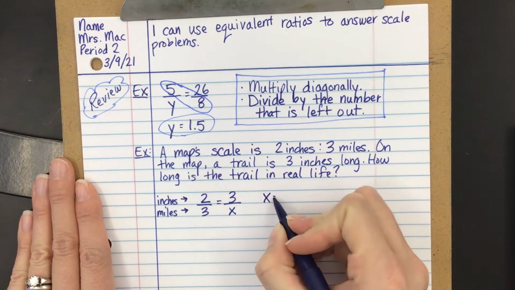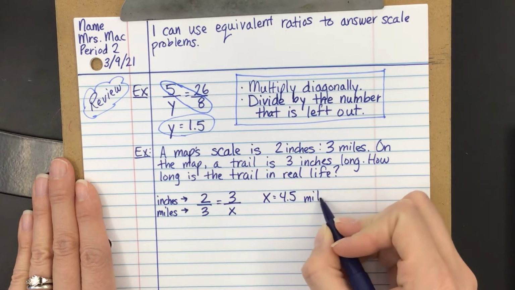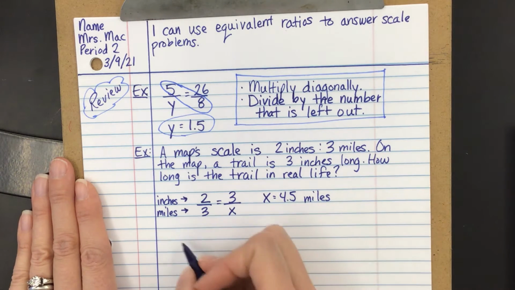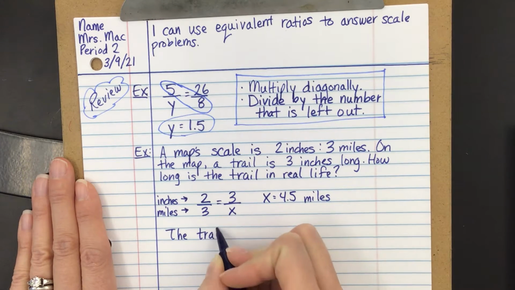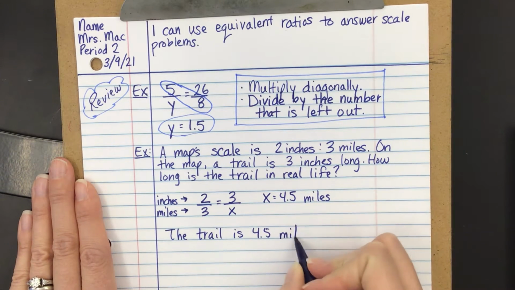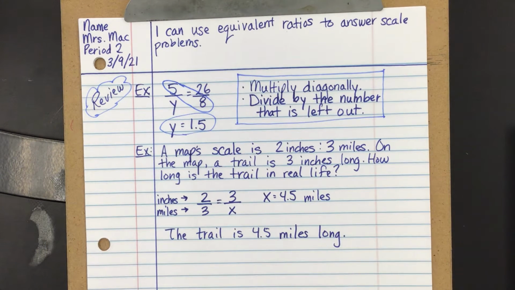So x is 4.5 miles. Does anybody need me to talk you through that again? You good? Okay. Cross multiply, divide. Now let's answer in a complete sentence. We can say the trail is 4.5 miles long. Okay? So that's how we would use it in a real life situation.